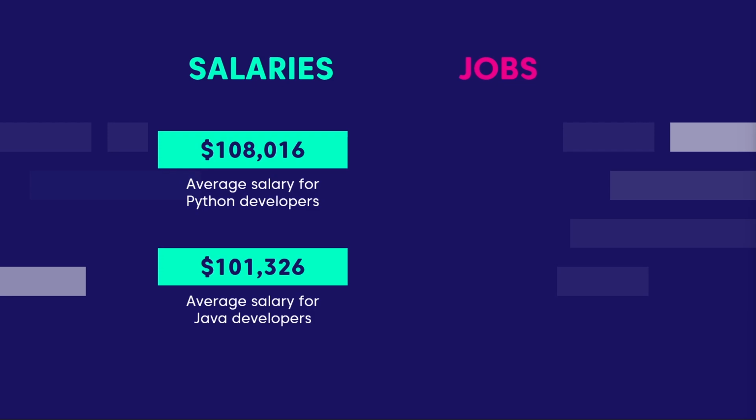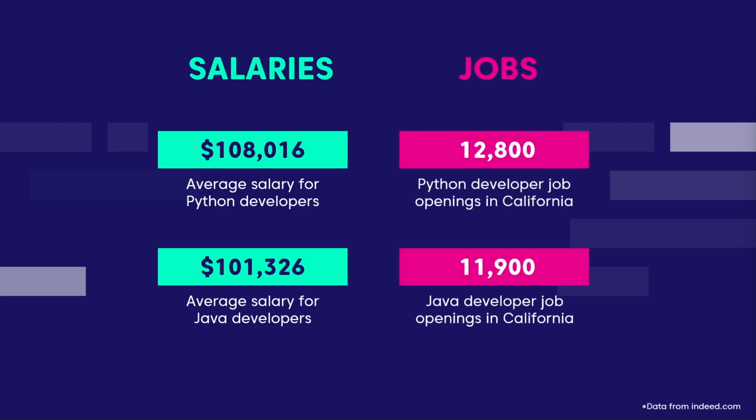Lastly, let's have a look at the jobs and average salary for Python and Java developers. Now, to be honest, both of these languages are extremely popular. However, Python takes the lead by around 7,000 for the average salary, and there are about 1,000 more Python jobs available than Java.